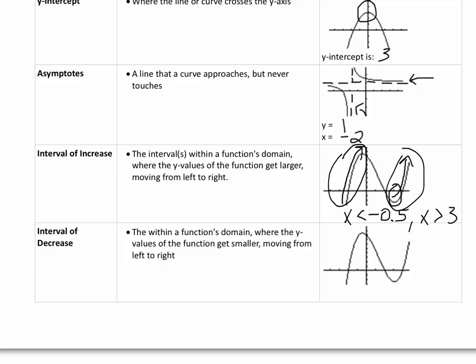The interval of decrease is basically the opposite. So within the function's domain, it is where the y values of the function get smaller as we're moving from left to right. So looking at this same function here, our interval of decrease would be here, because as we're moving left to right, y values are going down. So that would be between about 0.5 and 3.